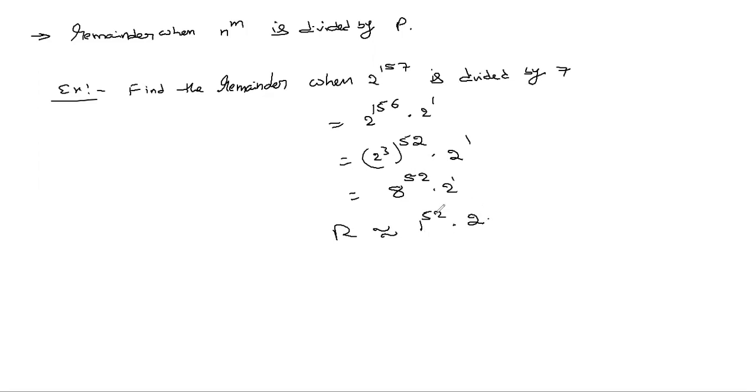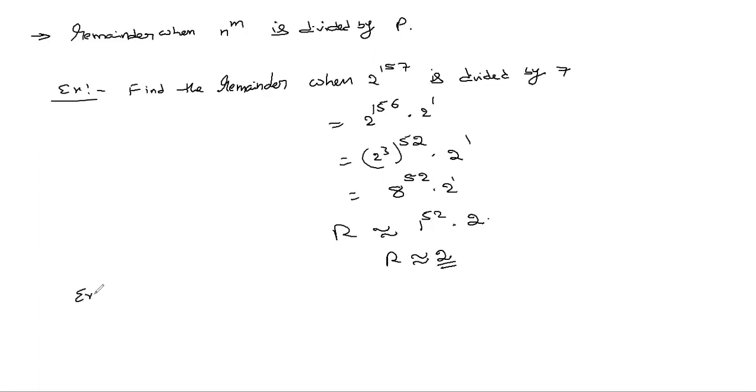Any doubt? Now I am dividing 8 with 7. So remainder will be 1. Okay. So 1 into 2. Remainder will be what? 2. Finally remainder in this division will be 2. This is the process. Let me explain once again. So we have to convert the base nearby 7. Then we can solve. I think it is very clear.